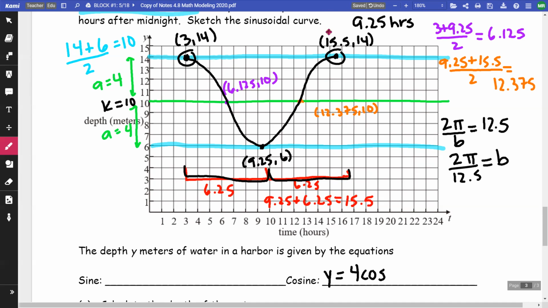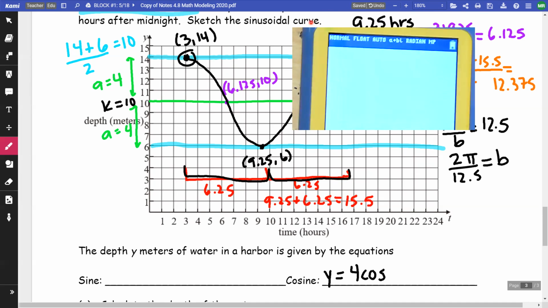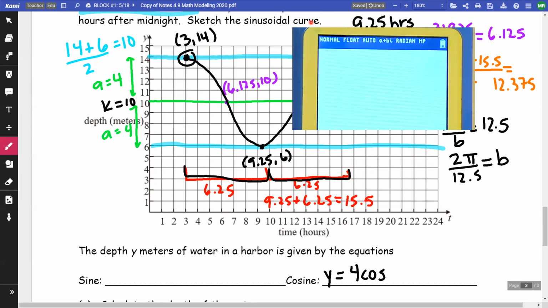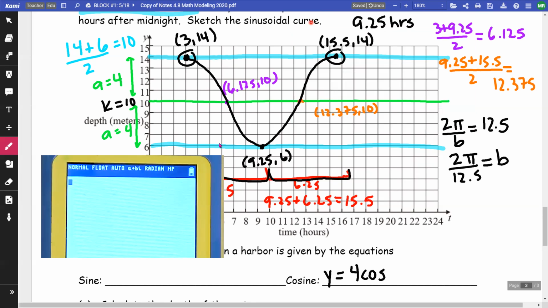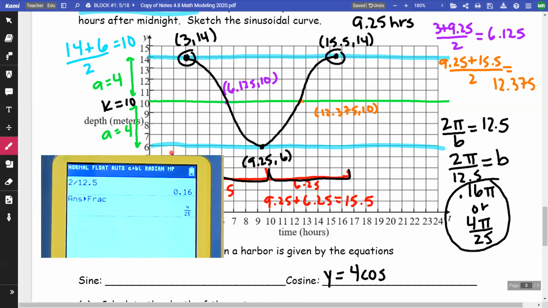I'm going to put this into my calculator. I'm not going to put in the pi. I'm going to do 2 divided by 12.5, so this is either going to be 0.16 pi, or if I change that to a fraction, 4 pi over 25. Either one of these is going to be my b.